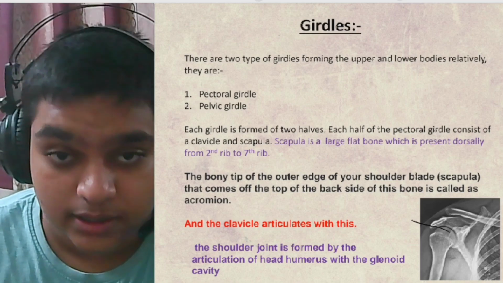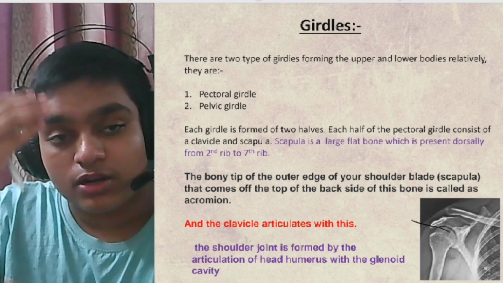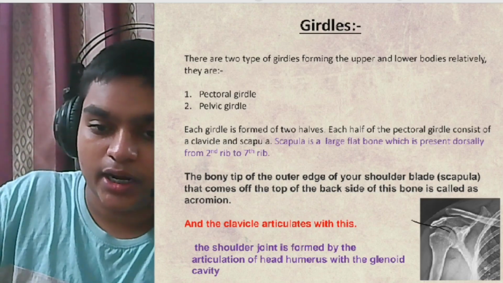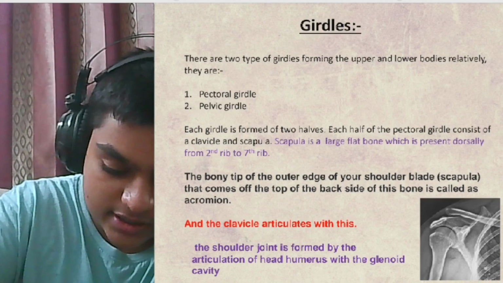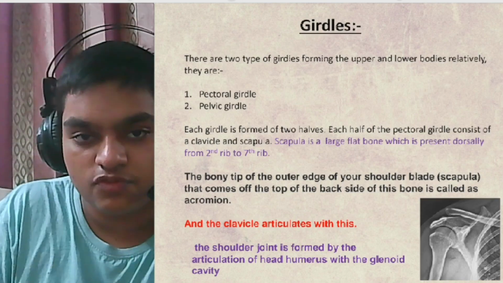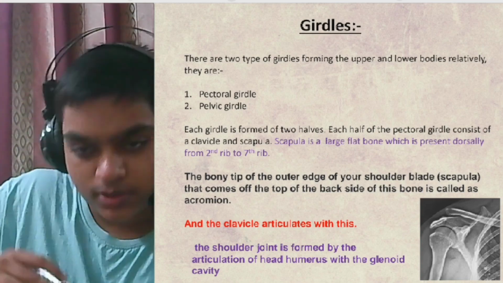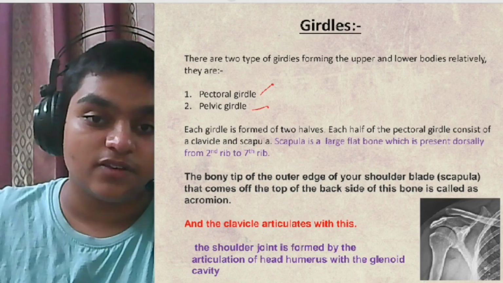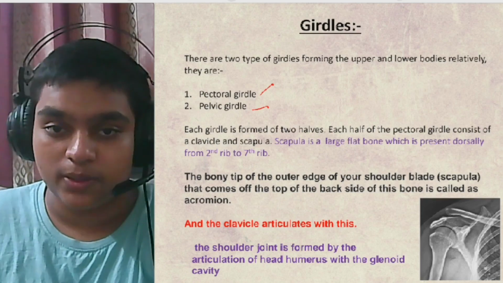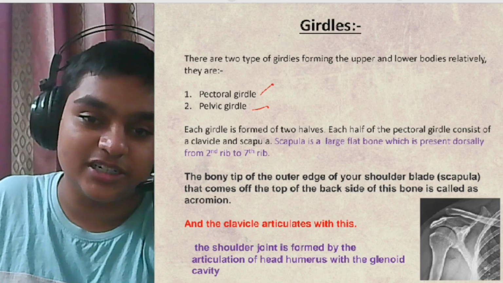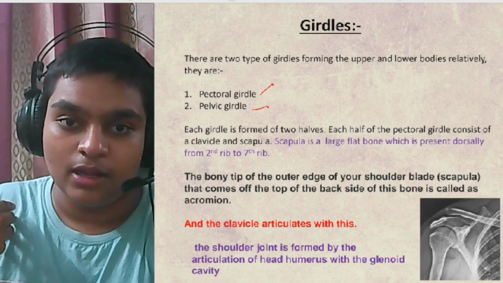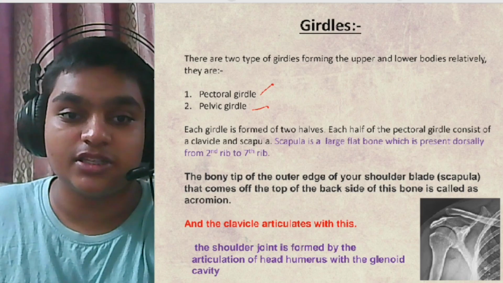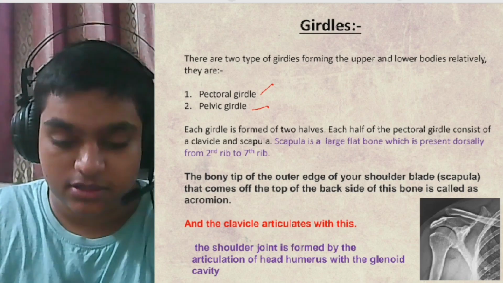Now let's move on to girdles. There are two types of girdles, one in the upper body and one in the lower body respectively. What is the function of these girdles? These girdles simply help in the articulation of the upper body limbs and the lower body limbs. You can say forelimbs and hind limbs. We have two types of girdles called pectoral girdle and pelvic girdle. Pelvic girdle is present in the lower body, and pectoral girdle is present in the upper body. Pectoral girdle helps in the articulation of forelimbs. Pelvic girdle helps in the articulation of hind limbs.